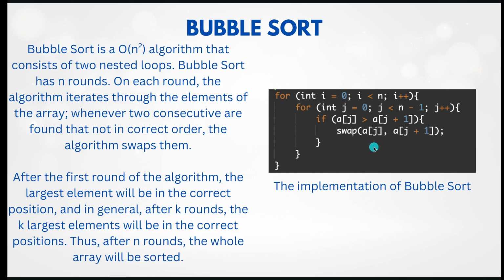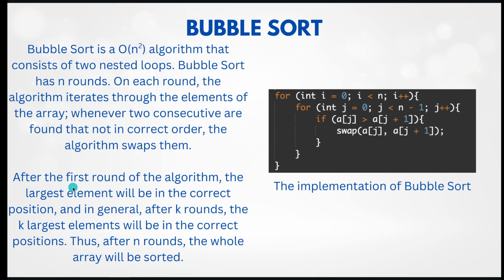So the first one is bubble sort, a classic sorting algorithm. This is an O(n^2) algorithm that consists of two nested loops. Bubble sort has n rounds. On each round, the algorithm iterates through the elements of the array. Whenever two consecutive elements are found that are not in correct order, the algorithm swaps them.